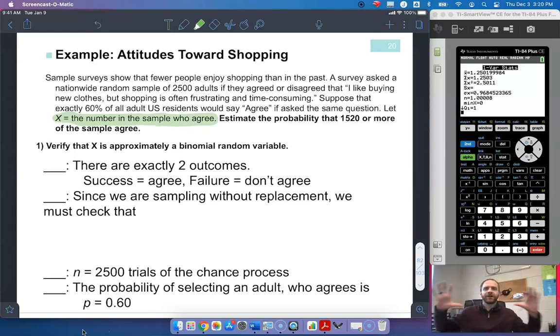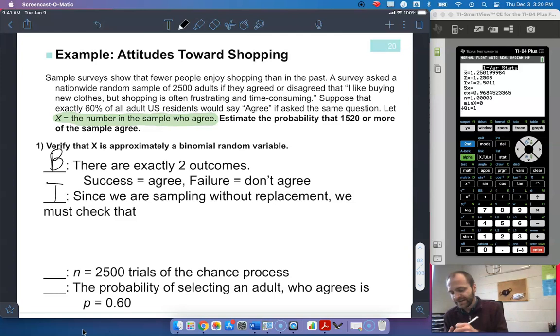So here we go, everything all at one time. Verify that X is approximately a binomial random variable. So what does this mean? If we want to determine that this is a binomial setting, you know what we better do? We better check the BINS. So, is it binary? Well, yes. People either agree or they disagree. So I'm going to define, and this is what you have to deal with, you have to state success equals agree, failure equals don't agree, disagree. So you need to state those. What are the two binary outcomes? Success is agree, failure is don't agree.